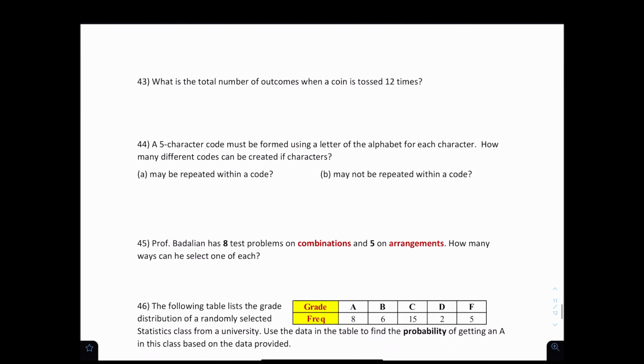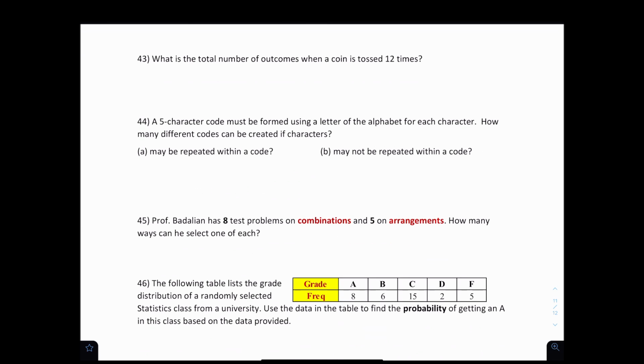Very good. Let's continue our review of probability chapter questions. They're not all probability questions. Some of them are counting questions, just like number 43. What is the total number of outcomes when a coin is tossed 12 times?